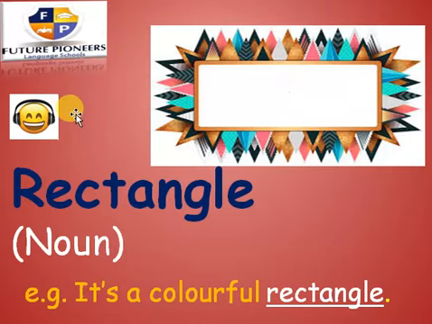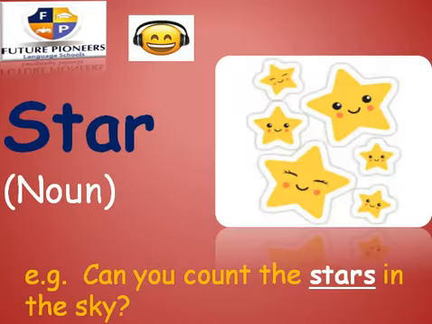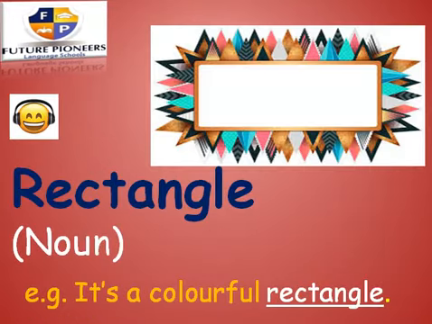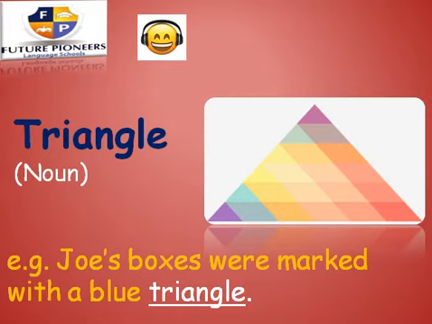One more time. Rectangle. So let's read the words again. The three words again. Star. Square. Rectangle. Can you just put them in some sentences? I'm waiting for you. It's an exercise. Put each word in a sentence.